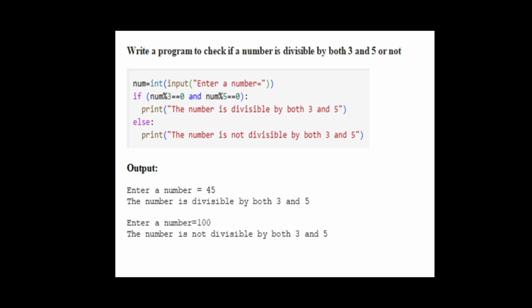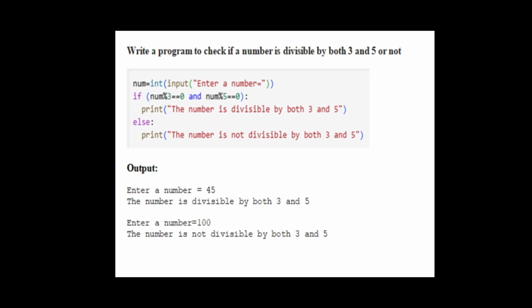Write a program to check if a number is divisible by both 3 and 5 or not. Now first we take a number, that's why enter a number, we put this in the variable num, and that should be integer type. Now if num % 3 == 0 and num % 5 == 0, print the number is divisible by both 3 and 5, else print the number is not divisible by both 3 and 5. So enter a number 45.